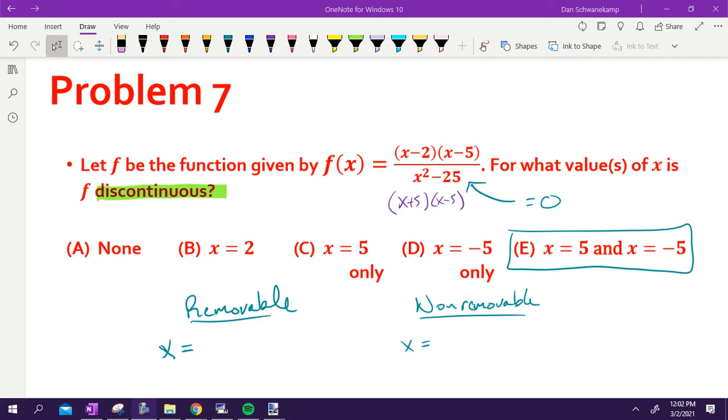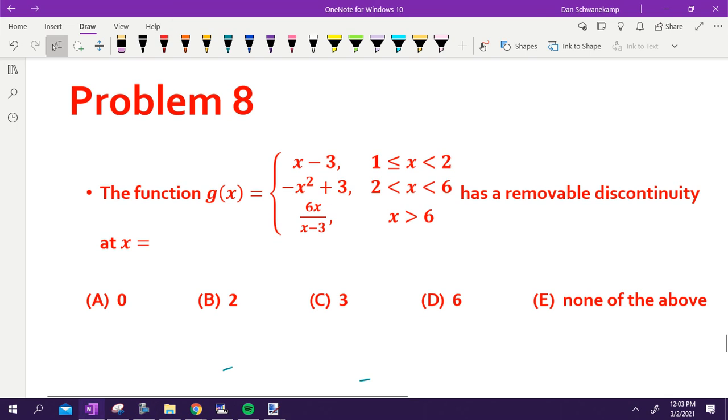Where is there going to be a removable discontinuity? There is a removable discontinuity at 5. Because what's another phrase for removable discontinuity? A hole. If we would get 0 over 0, but if we factored and canceled, that thing that's going to cancel is my hole. So 5 is a removable discontinuity. Non-removable would be at negative 5, because what's happening at negative 5? Vertical asymptote. Also a discontinuity, but it's non-removable. Okay, what about a jump? Is a jump removable or non-removable? Non-removable. The only type of removable is a hole.